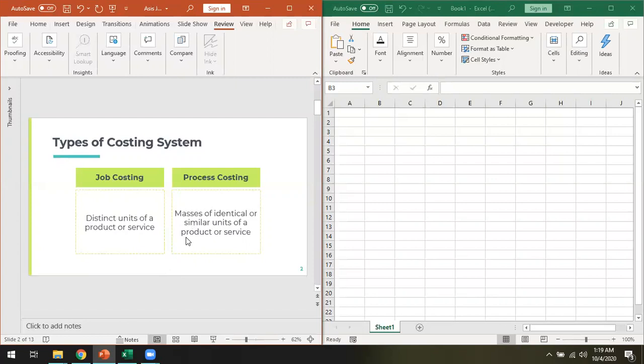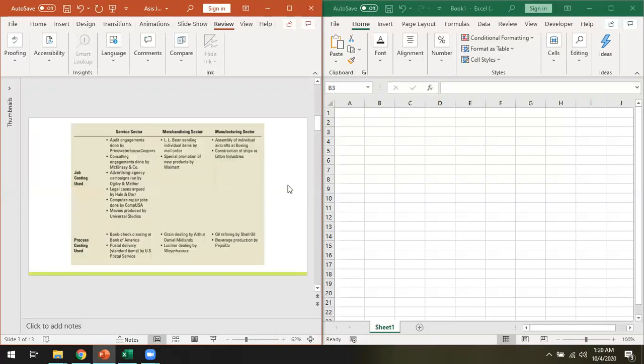In process costing system, the cost object is masses of identical or similar units of a product or service. Again, using the cake example, if the cakes that you sell are identical, then you may use process costing because the cost of each cake is the same as one another. For this tutorial, we are going to learn more about the job costing system. So these are examples of job costing and process costing used in the service sector, merchandising sector, and also manufacturing sector.